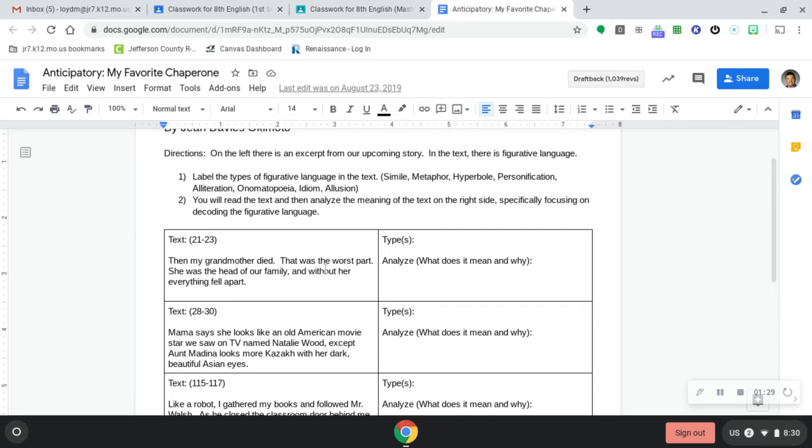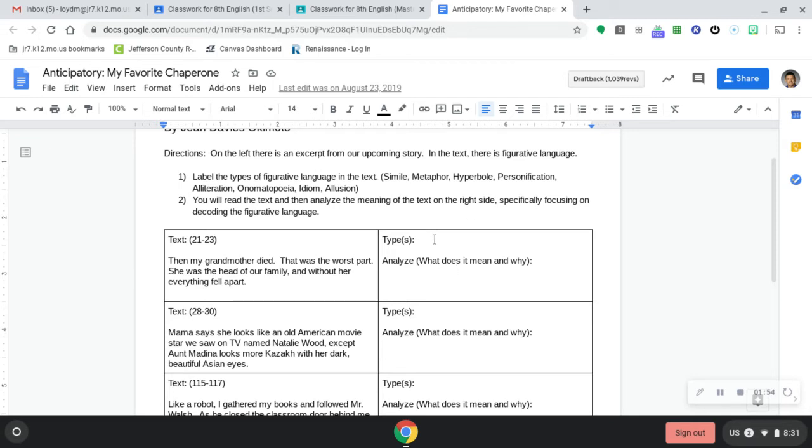And then also, without her, everything fell apart. Did everything fall apart? Like every part of the world fall apart? That would be an exaggeration, so it would be hyperbole. That's kind of what we're looking at. Again, if you're not sure what the terms are, look them up, ask questions. You can do that over email. You can do that over Google Hangouts as well.